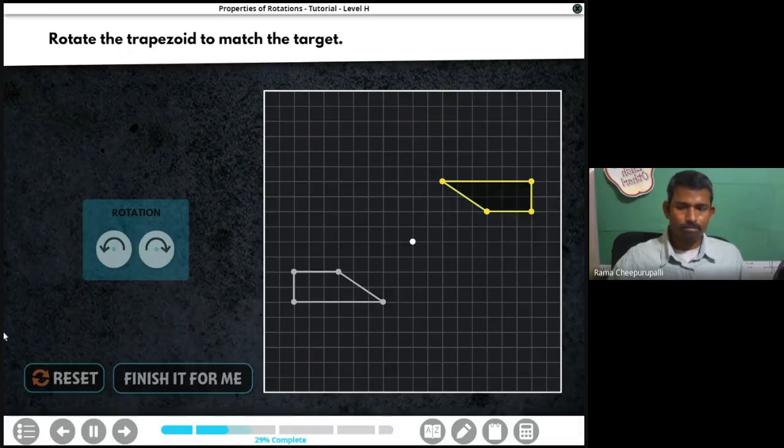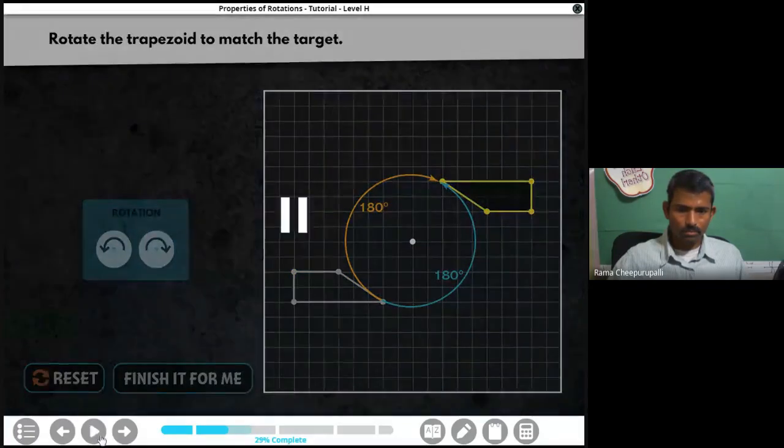Affirmative. You rotated the trapezoid from its original position to the target. You can rotate the trapezoid 180 degrees clockwise, or rotate it 180 degrees counterclockwise to match the target. You see that? 180 degrees clockwise or 180 degrees counterclockwise, you're going to get the same picture. Does that make sense? Oh, I like that. Yeah, that is true.